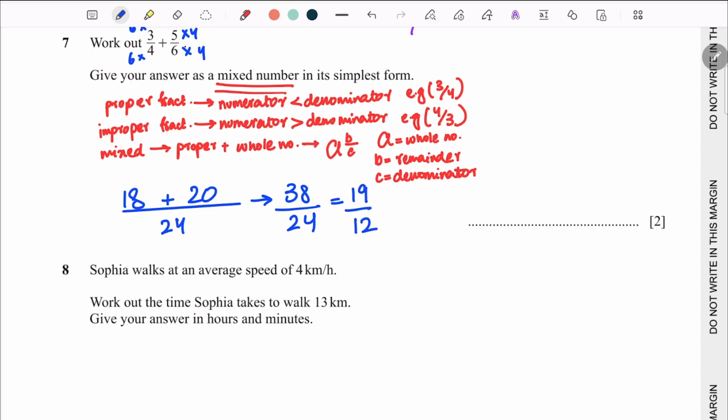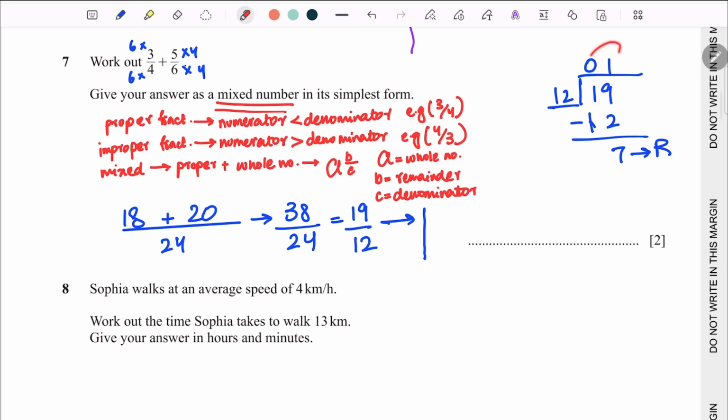Now I have to convert 19 over 12, which is an improper fraction, into a mixed number. So first I'm going to divide 19 by 12. 12 ones are 12, and the remainder will be 7. 7 is basically the remainder. So my mixed number will be one whole number, which I copied from here, and this 7, which is the remainder, will be the numerator, divided by 12. 12 was the denominator of the improper fraction. So this will be my final answer: one whole number, 7 over 12.